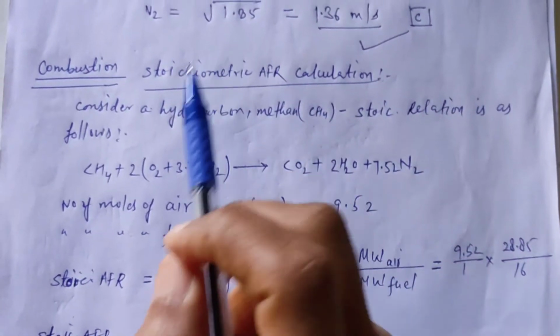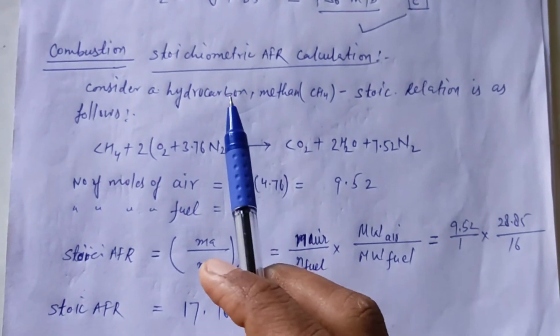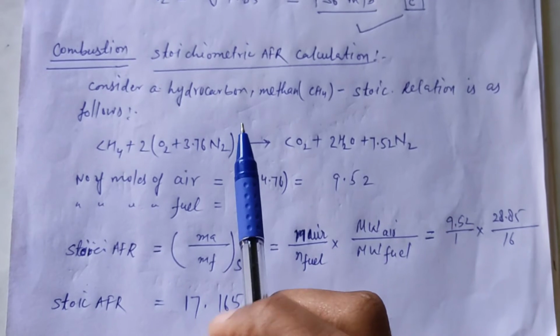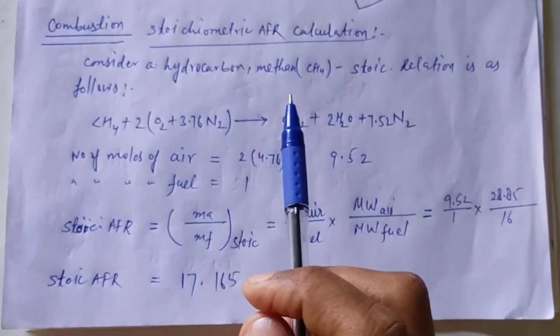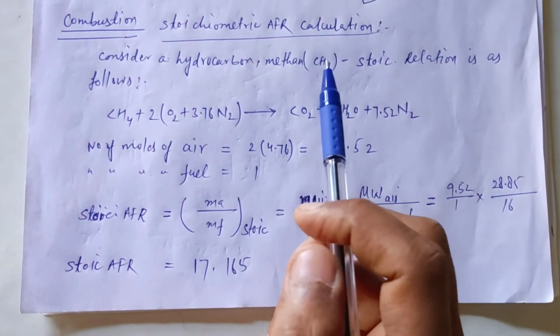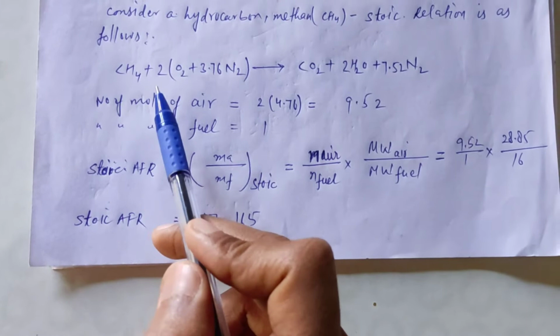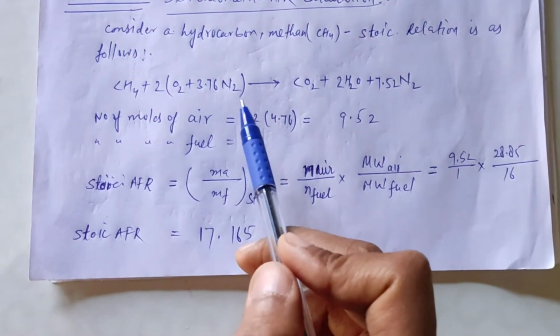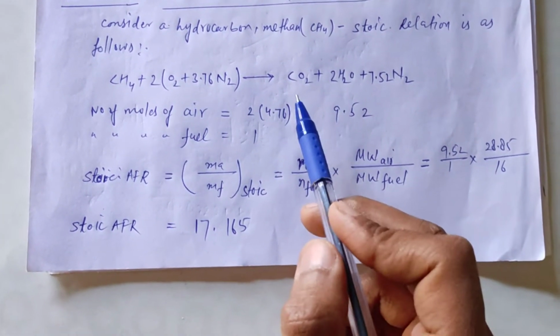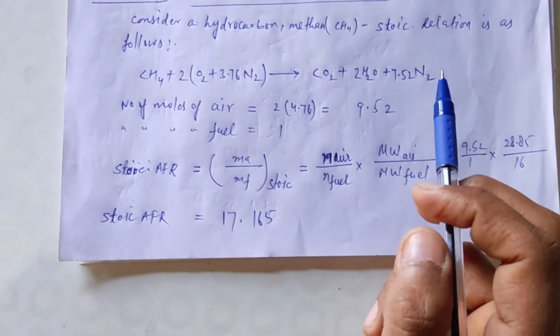Today I will discuss how to calculate the stoichiometric air fuel ratio. For this we will consider a hydrocarbon, which is methane. The methane stoichiometric relation is as follows: CH4 plus 2 O2 plus 3.76 N2 is equal to CO2 plus 2 H2O plus 7.52 N2. So we have balanced this equation.